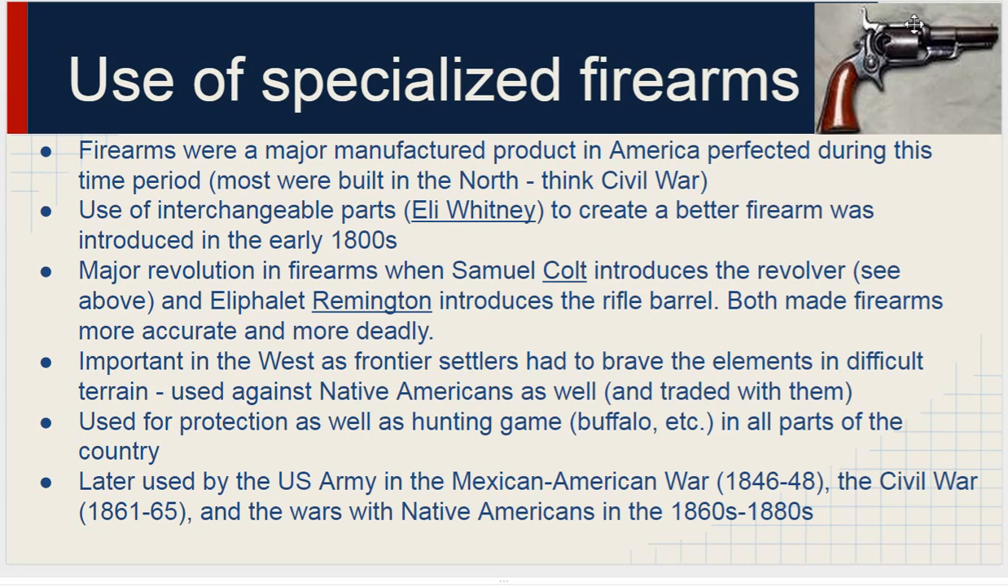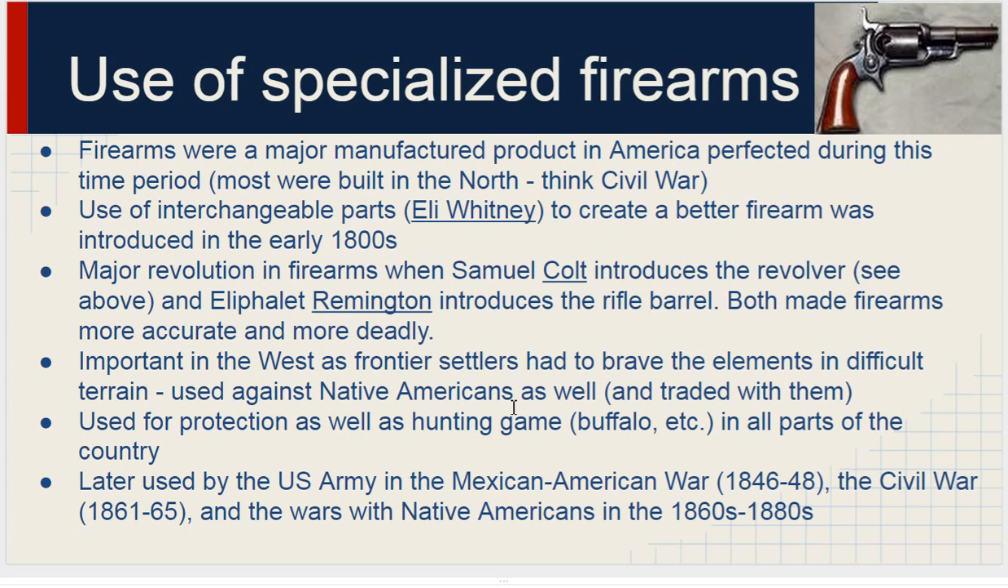You can see that it has a barrel with multiple rounds, so instead of just shooting it once with a musket where you had to shove the gunpowder in the top part, basically the front of the weapon, you actually then just put your bullet in and you could fire. And then Remington introduced the rifle barrel, and with the rifle barrel you could shoot longer distances, and the firearms were more accurate, and as a result, of course, more deadly too.